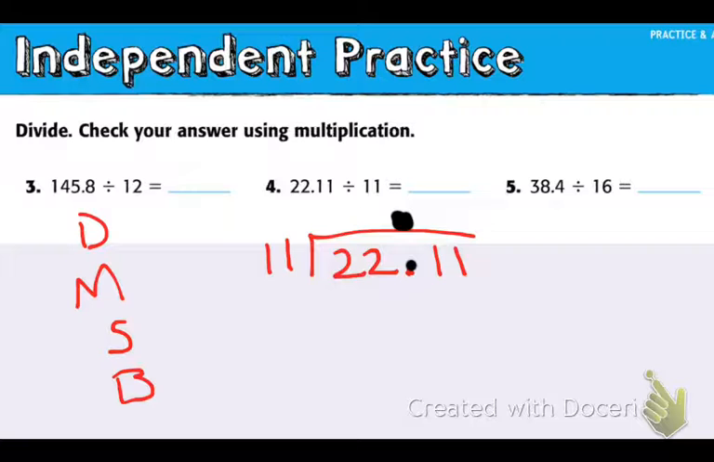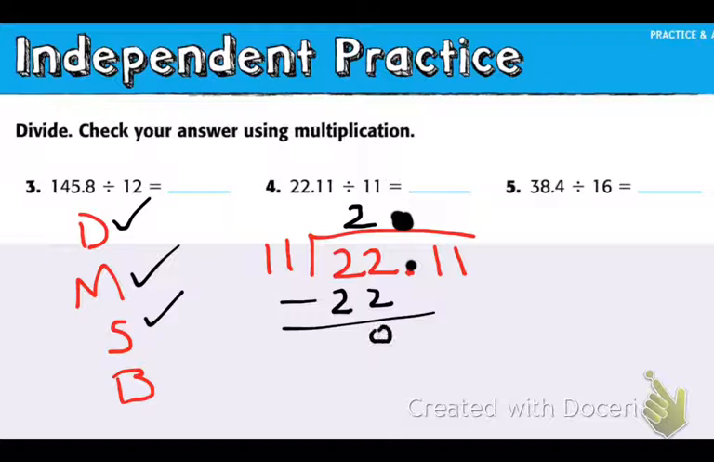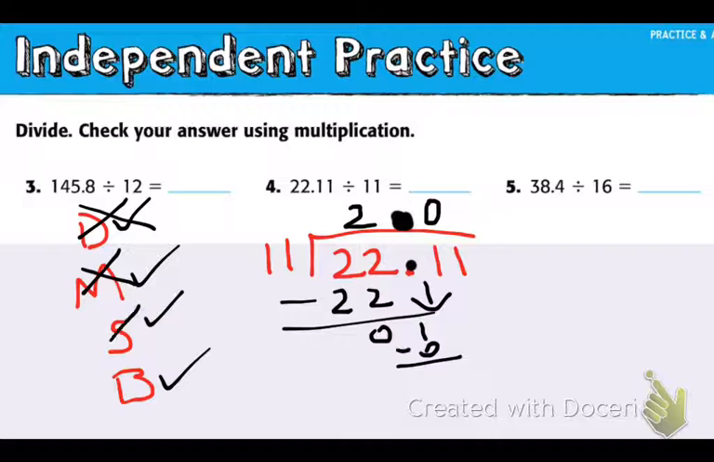I know that 11 will divide into 22 twice. Okay, 11 times 2, well, that's 22. I can go ahead and subtract. There's nothing left. Next, I can bring down the 1. I cannot make a group of 11 from 1. I can't divide, so I'm going to put a 0. Well, what is 11 times 0? 0. I can go ahead and subtract.